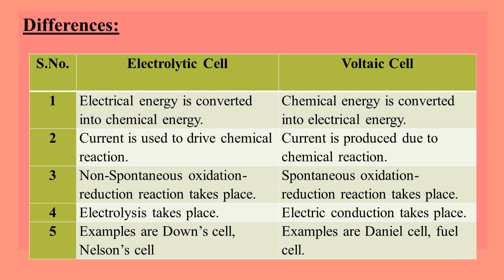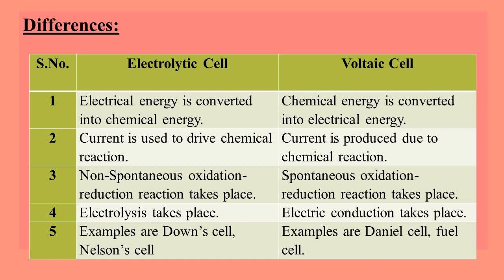Now what are the differences between electrolytic cells and voltaic cells? The first difference is that electric energy is converted into chemical energy in the electrolytic cell, while the opposite occurs in the voltaic cell.